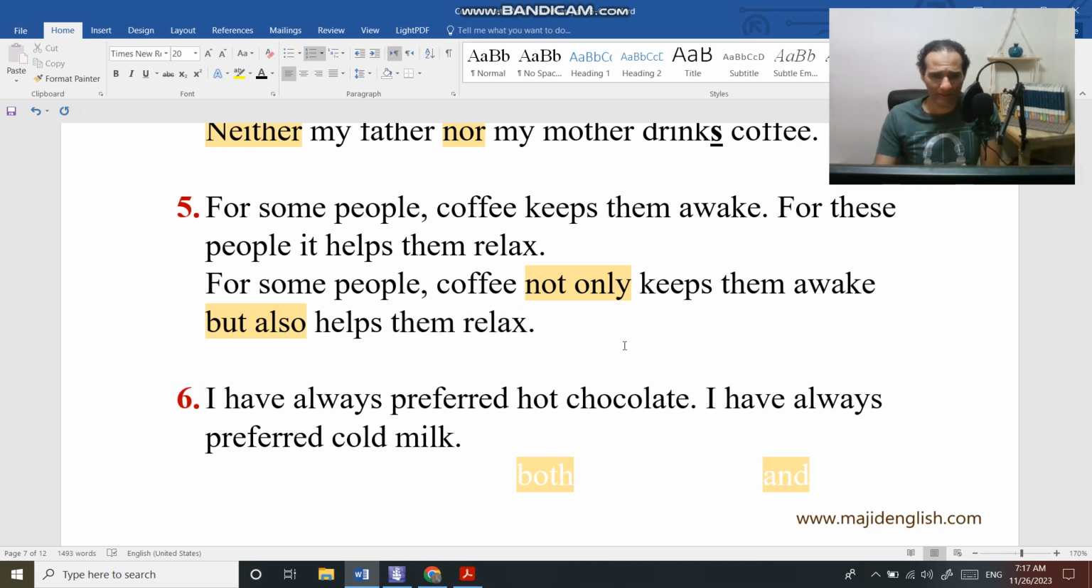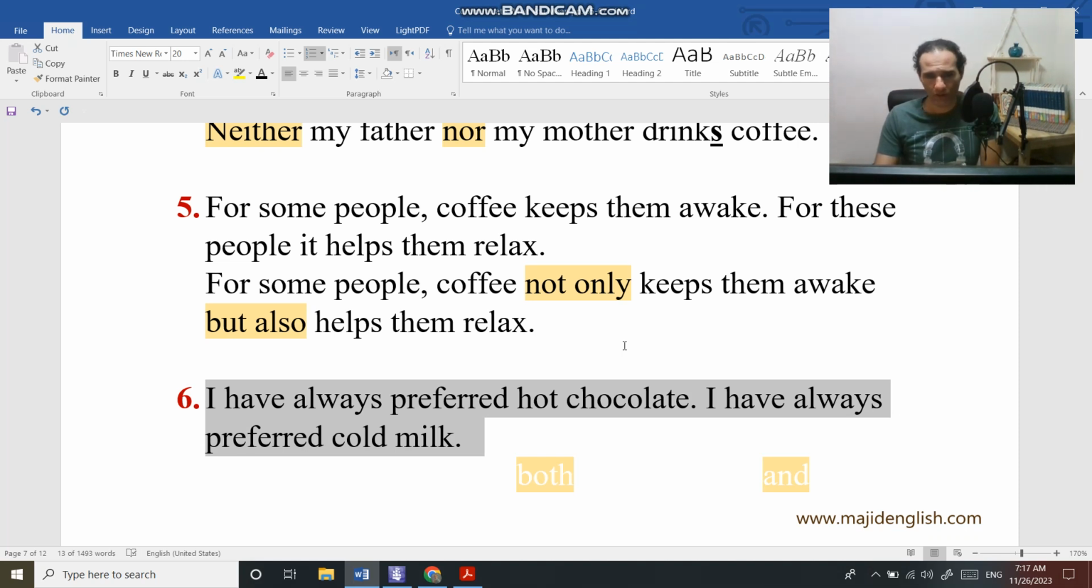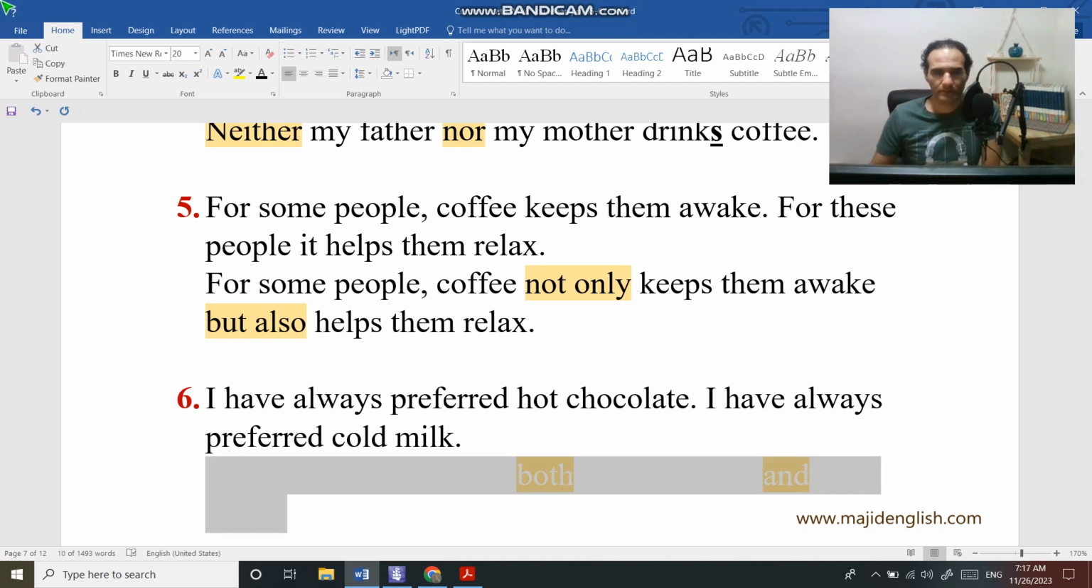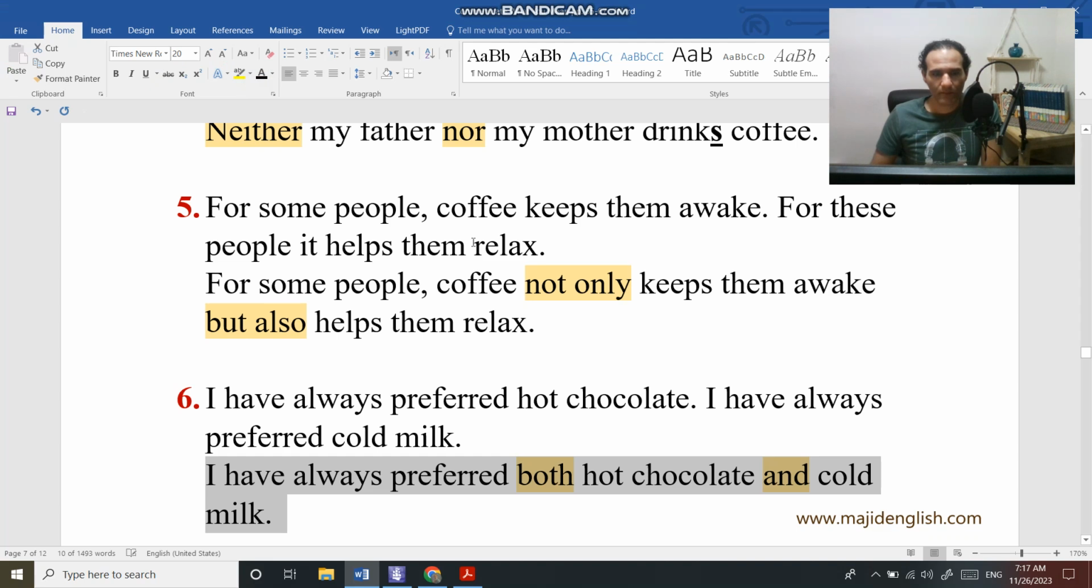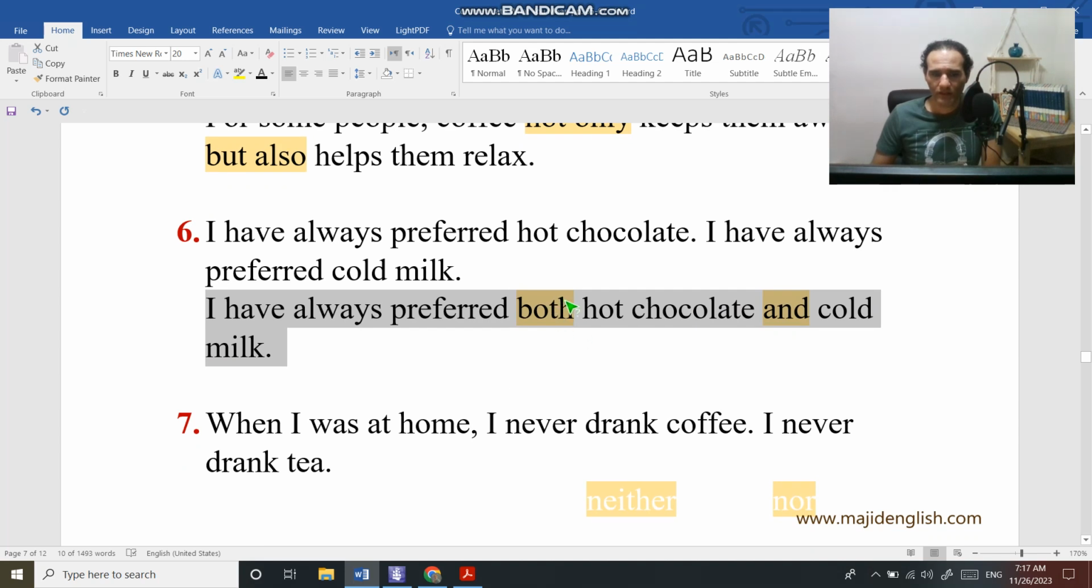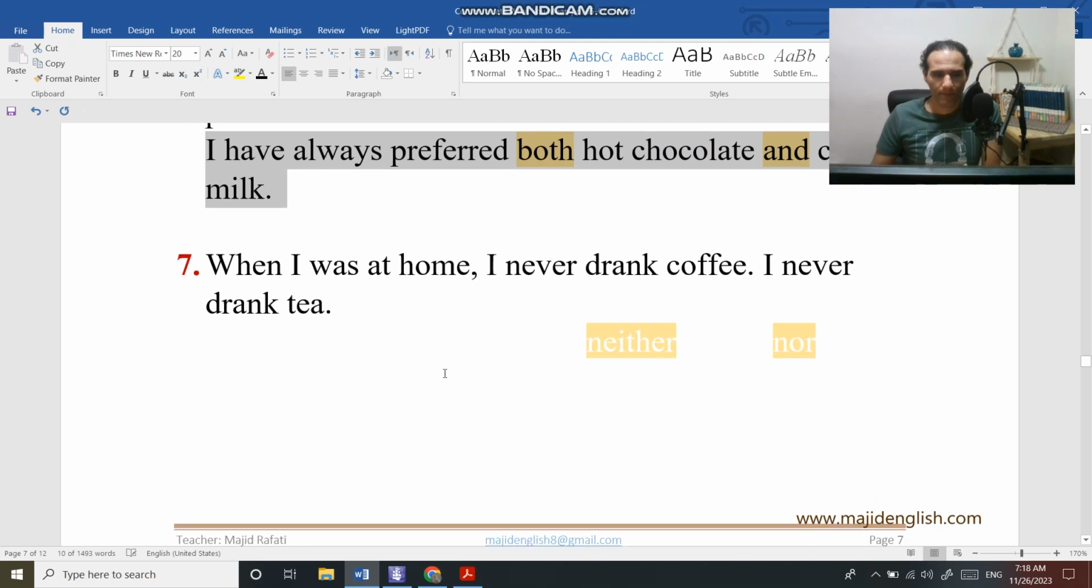I have always preferred hot chocolate, I have always preferred cold milk. So I have always preferred is the shared element in both sentences. We factor it out. I have always preferred both this one and that one. Yeah? I have always preferred both hot chocolate and cold milk. Parallel and beautiful. Instead of both and, you could go with not only this, but also that, and no problem.